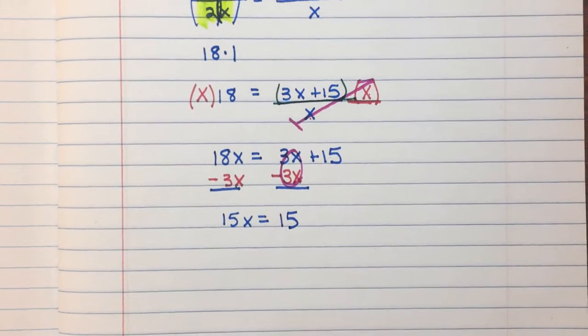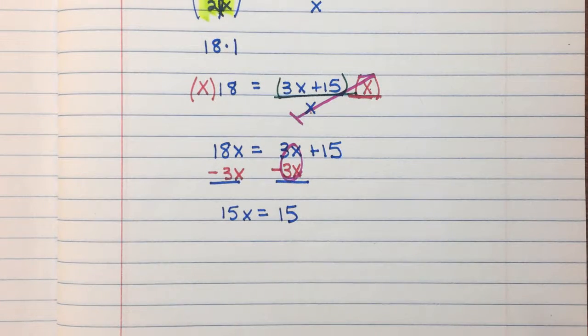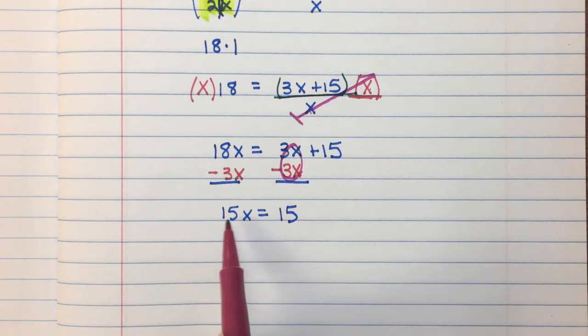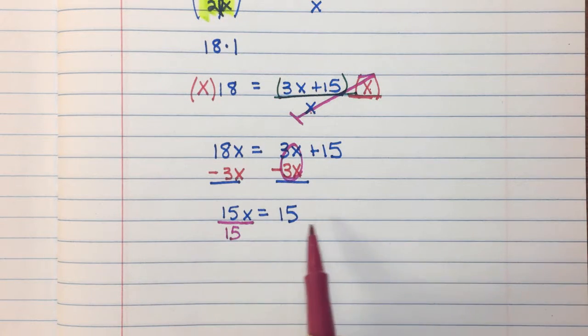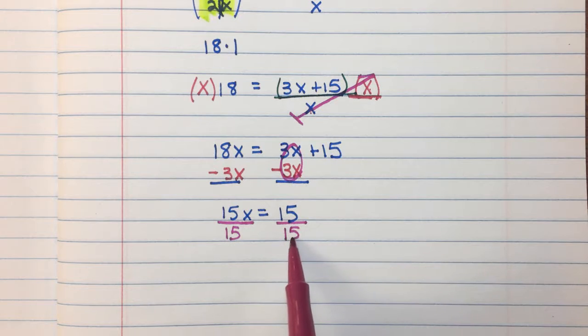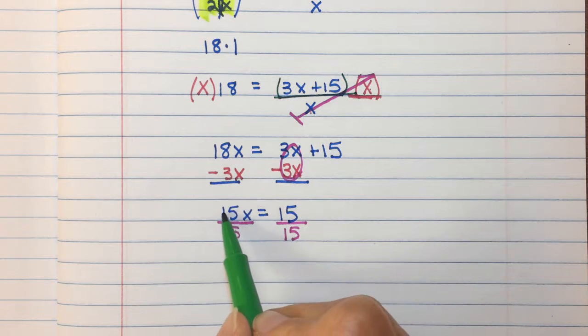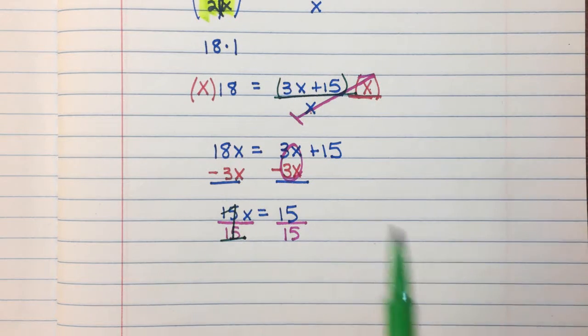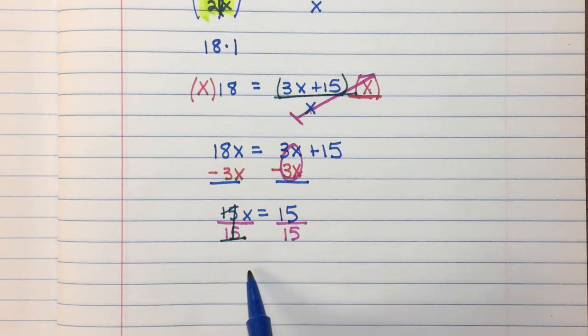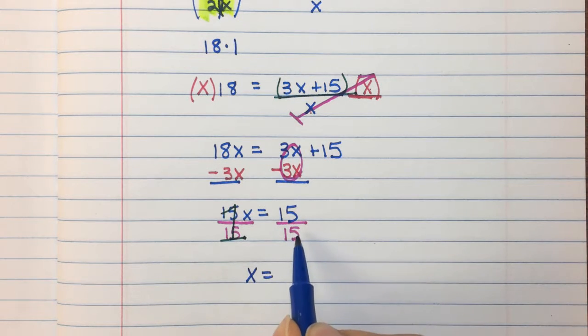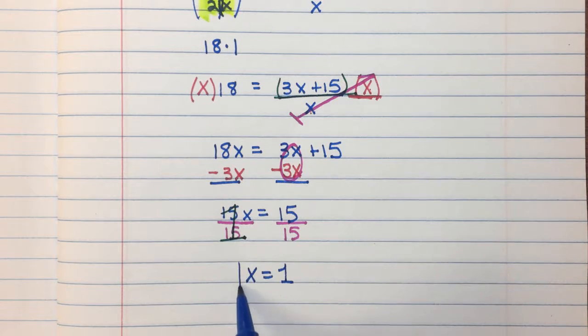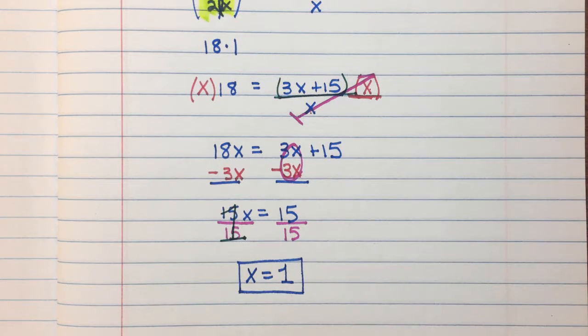Okay, almost done. I don't want 15 x's, I just want 1x. So in order for me to get this to be 1, if I divide 15 by 15, that becomes 1. What I do to one side of the equals, I have to do to the other side of the equals. So here, I see that 15 divided by 15, that leaves me with 1. So that just gives me x, and of course 15 divided by 15 is 1. So I can see x equals 1, and I've solved the problem.